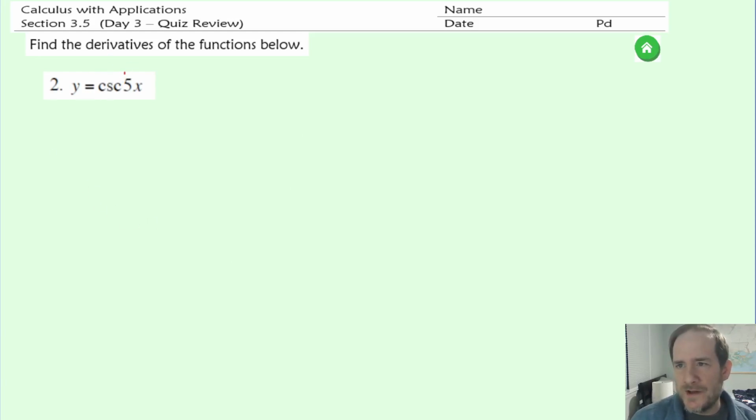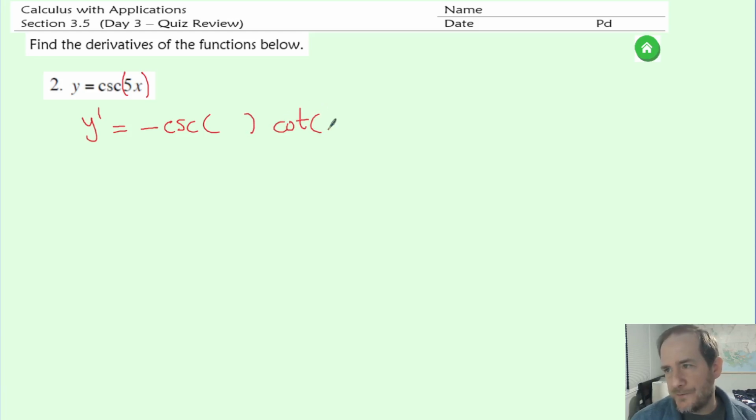Similar to the problems from the last worksheet, just make sure you understand that the parentheses are implied to go here. So this is a chain rule problem. We'll do the derivative of the outer function, which is cosecant. So the derivative will be negative cosecant times cotangent. And again, both of those functions will take the original input as their inputs, so 5x and 5x.